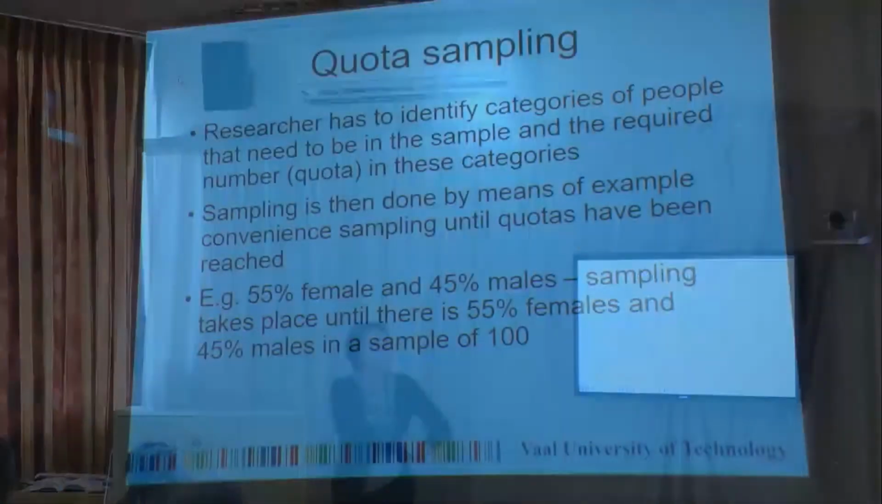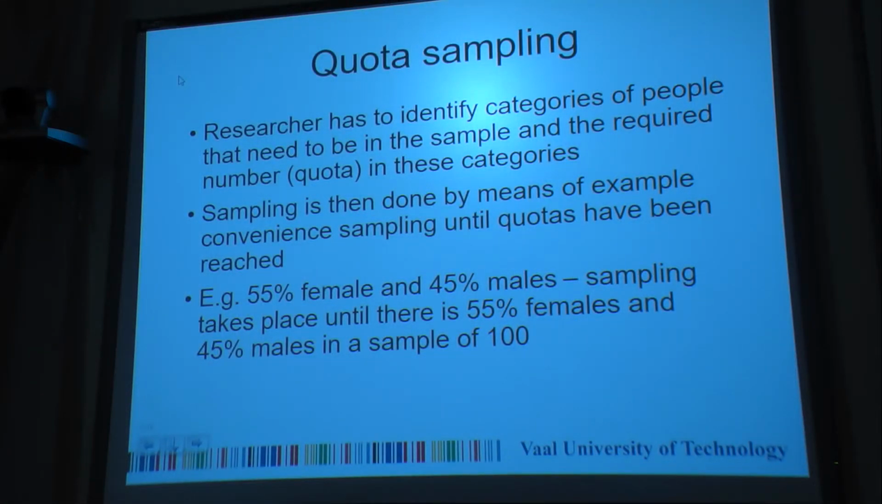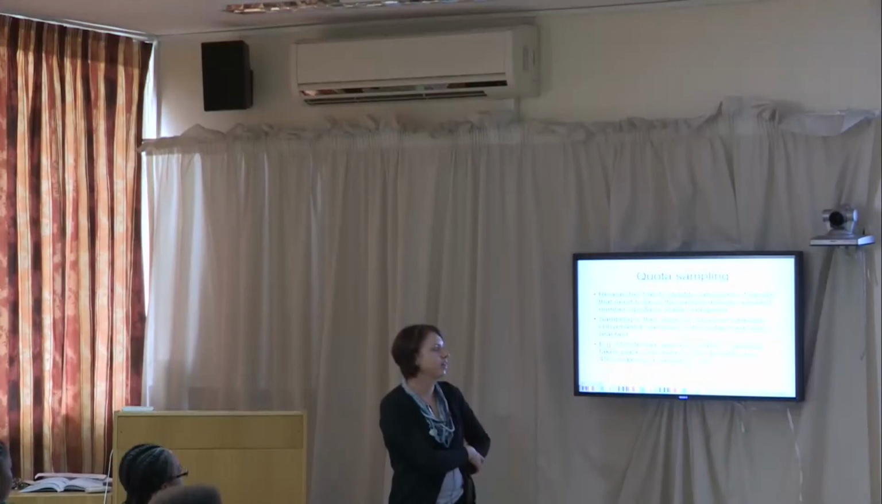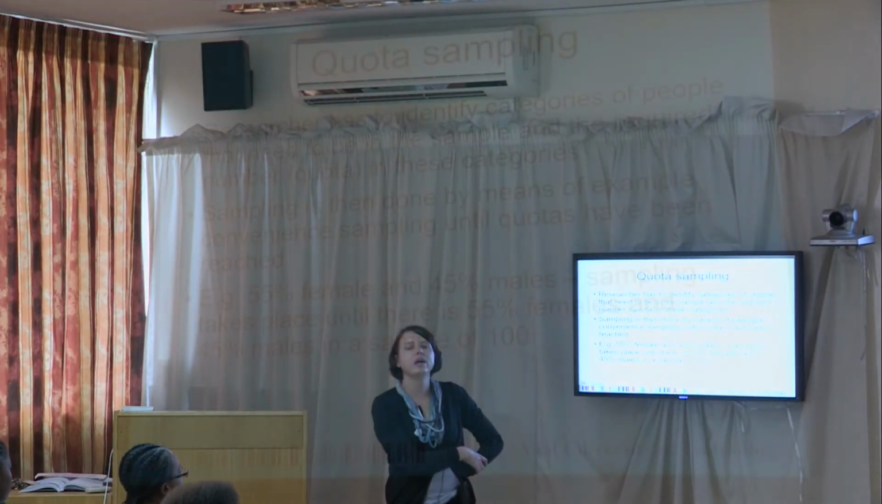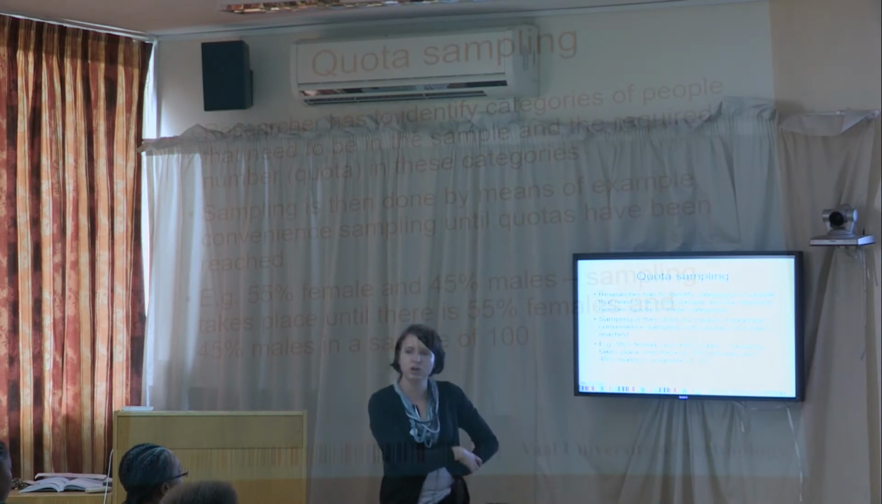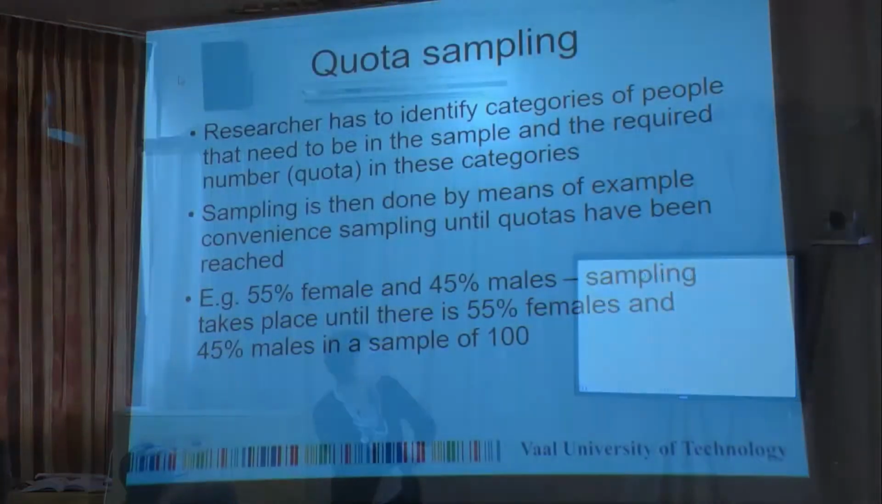Then we have quota sampling. The researcher has to identify categories of people that need to be in the sample and the required quota or number in these categories. Sampling is then done by means of convenience sampling until the quota has been reached. So again, if your population consists of 55% females and 45% males, you might want to have more females in your final sample than males.